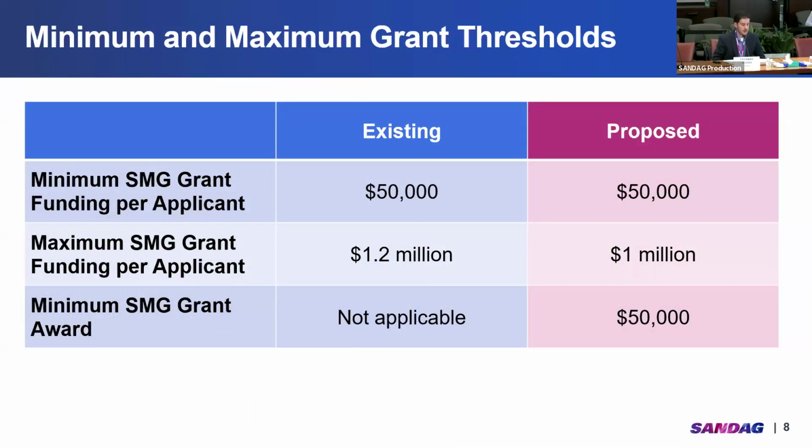Since 2010, the Specialized Transportation Grant Program has set minimum and maximum grant award thresholds to ensure that SANDAG administrative costs for the program were reasonable and that limited funds were distributed to a variety of services. Currently, the maximum amount of senior mini grant funding an applicant can receive each cycle is 1.2 million. However, based on the results from last cycle, as well as stakeholder feedback to encourage a broader distribution of funding, we propose to reduce the amount of senior mini grant funding an applicant can receive to 1 million.